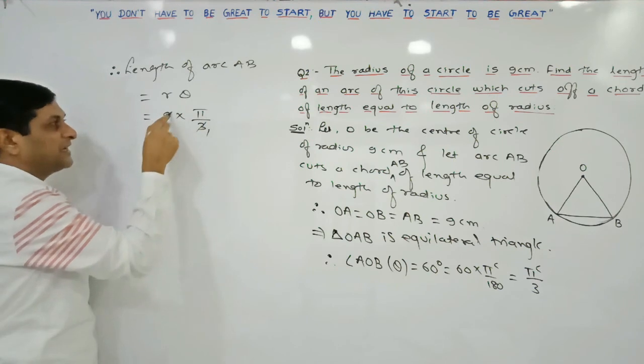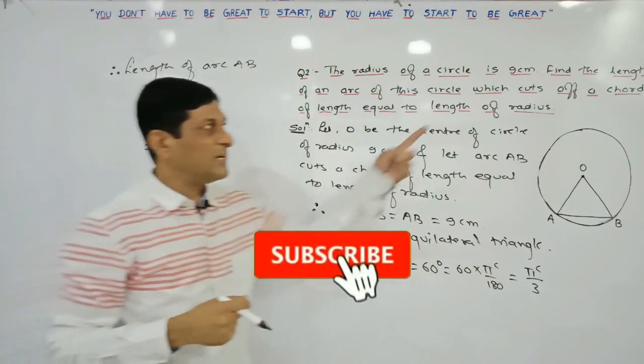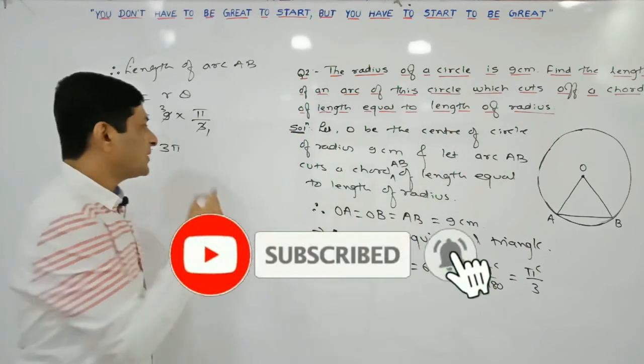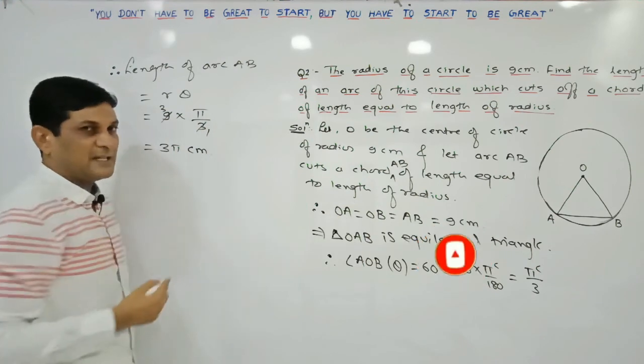3 ones are 3 and 3 threes are 9. So what result are we getting? 3 into pi is 3 pi, and here the unit of measurement is what? Centimeter. So that's why we can say that the length of this arc will be equal to 3 pi centimeters.